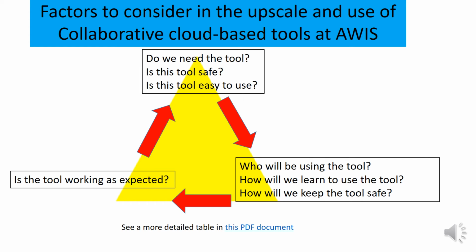I would suggest for each tool a process that involves a group consultation process, examining the factors outlined in this diagram and further described in the PDF link attached. I believe this would ensure the best implementation of CBC tools at AWIS.